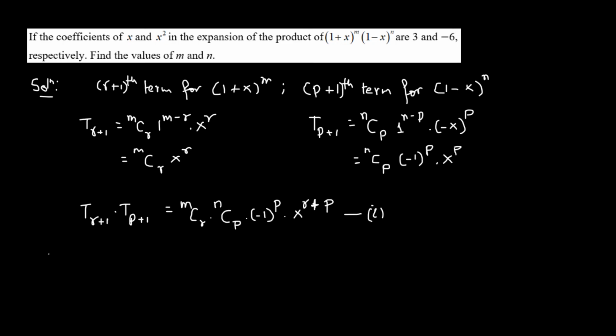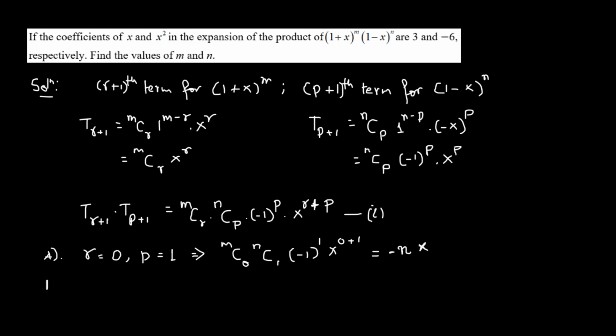Possibility 1 is going to be, let's call it possibility A. The value of r could be equal to 0 and p could be equal to 1. So that the product becomes mC0 times nC1 times (-1)^1 times x^(0+1). Then we expand the values. mC0 is going to be 1, nC1 is going to give us n, (-1)^1 is simply negative, times x. So this is the first coefficient of x.